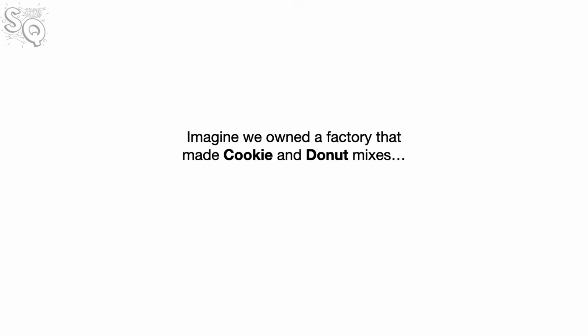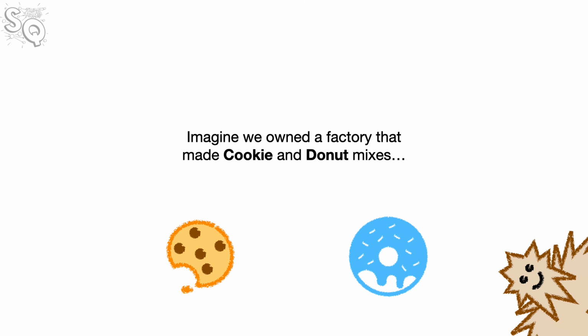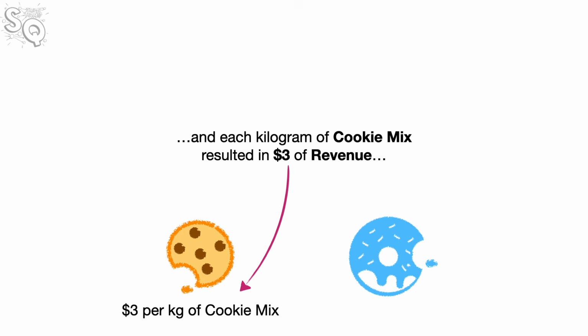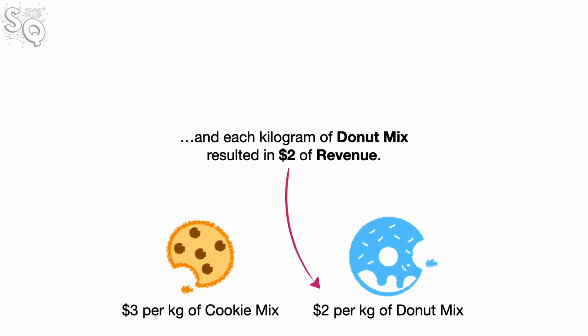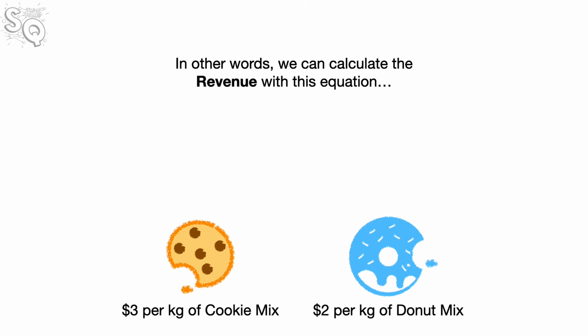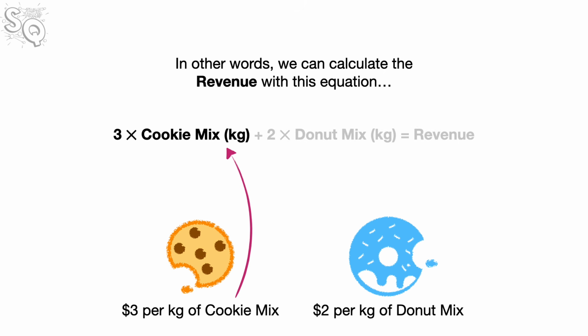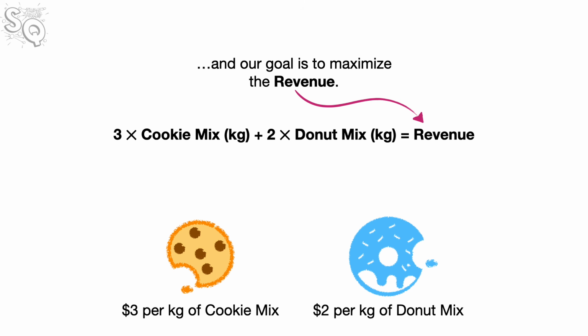Now, imagine we owned a factory that made cookie and donut mixes. And each kilogram of cookie mix resulted in $3 of revenue, and each kilogram of donut mix resulted in $2 of revenue. In other words, we can calculate the revenue with this equation. 3 times cookie mix plus 2 times donut mix equals revenue. And our goal is to maximize the revenue.